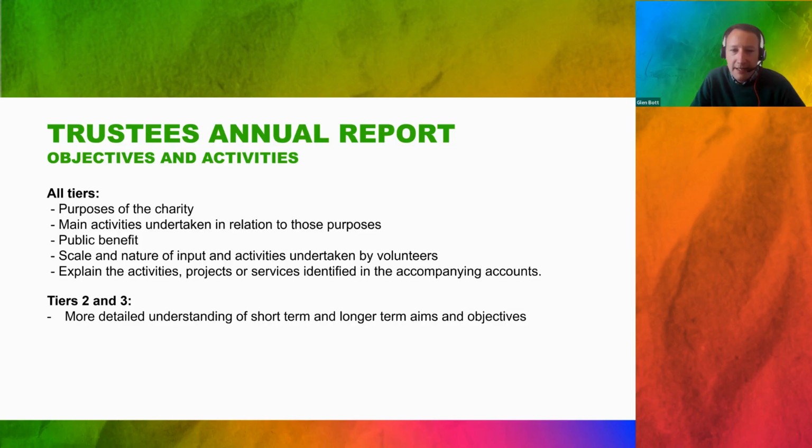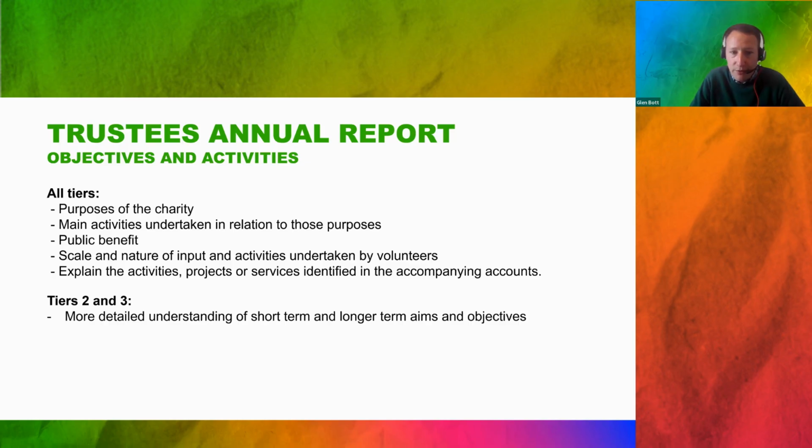Then finally, explaining activities, projects and services identified in the accompanying accounts. This is where that important piece comes in, where you're linking what's actually happened during the year, the finances, the numbers and the projects, back into that objectives and activities piece. So trying to have that direct correlation between the narrative that's included and what's actually happened in terms of the results for the year.